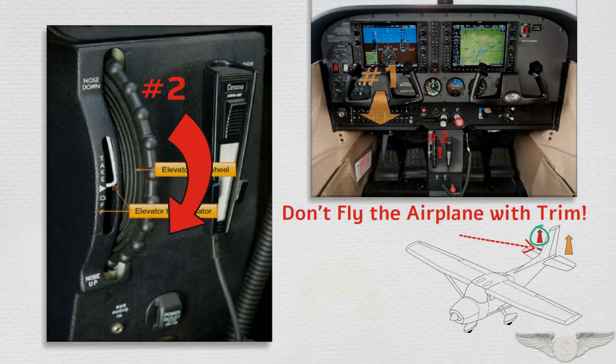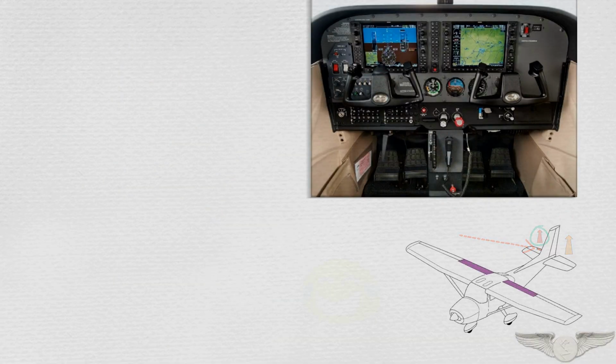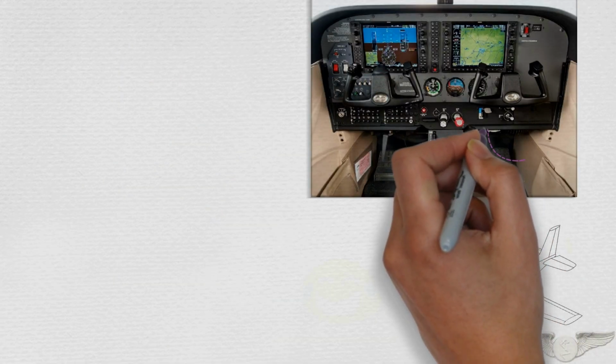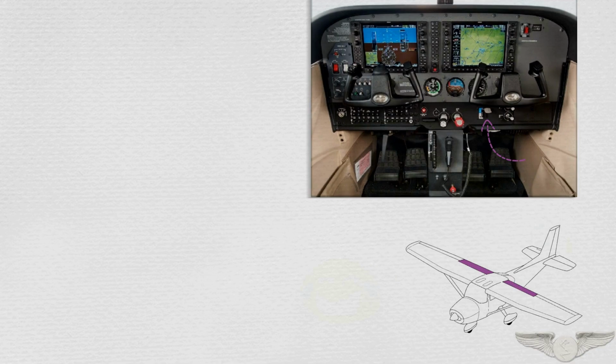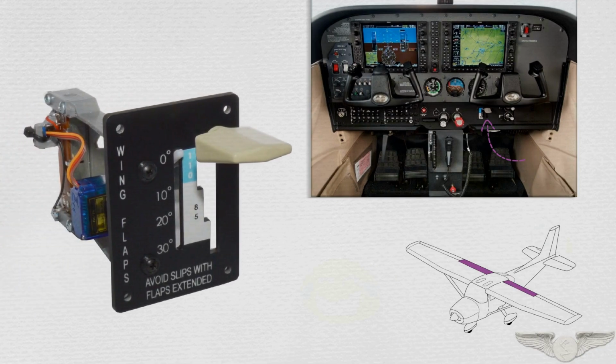And finally, we come to the flaps. In the Cessna, we have 4 flap settings: 0 degrees, 10 degrees, 20 degrees, and 30 degrees, or full flaps. When we move the flap control lever to 10 degrees, the flaps simultaneously move to the 10-degree position, and so on until we reach full flaps, or 30 degrees.